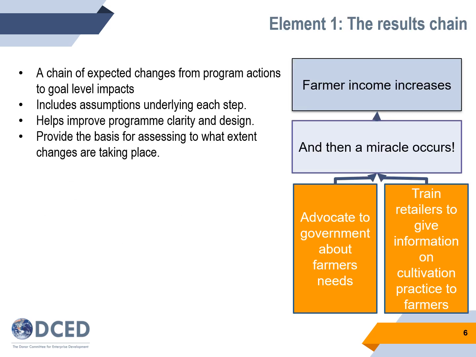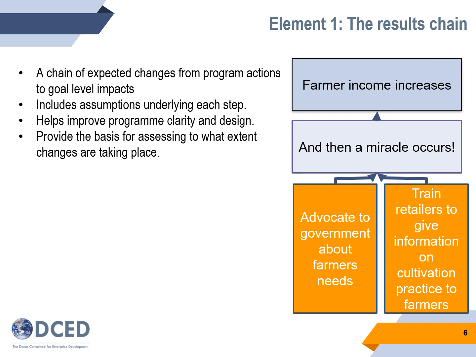So let's start with the first element of the DCED standard, the results chain. The results chain is a simple diagram. It shows what you are doing, your activities, and how you're expected to reach your impact. The results chain then acts as the visual depiction of the theory of change.